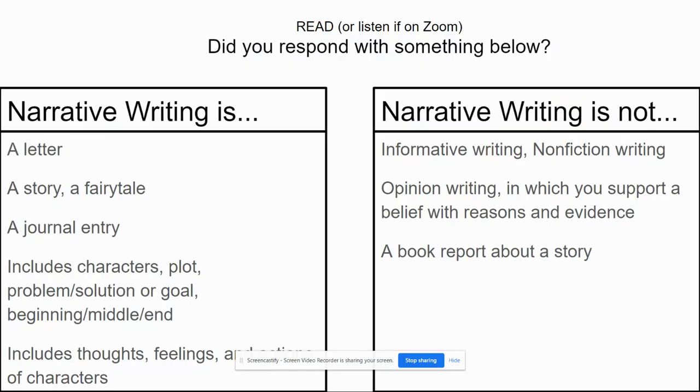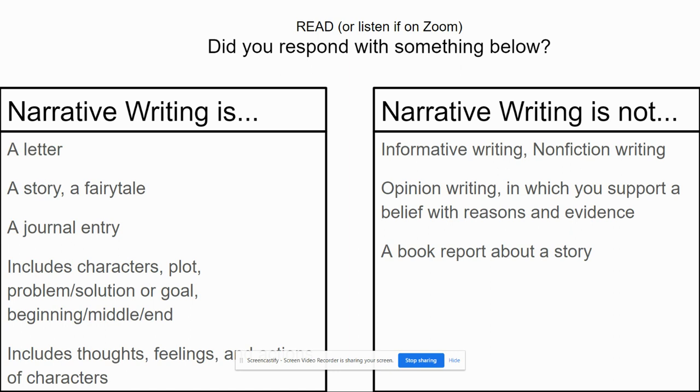You should have come up with something like this. Narrative writing could be a letter, a story, a fairy tale, a journal entry. Narrative writing includes characters, plot, problem, solution, or a goal in the story, something to achieve, a beginning, middle, end. Narrative writing includes thoughts, feelings, and actions of characters.